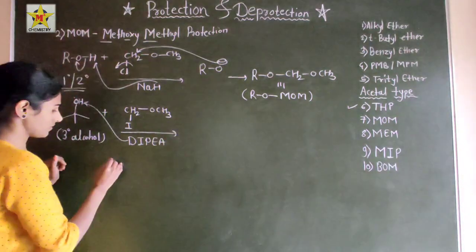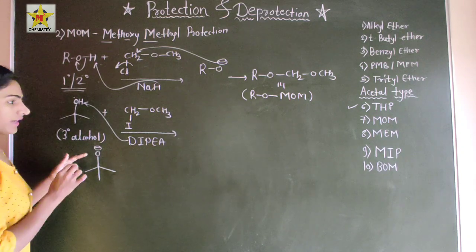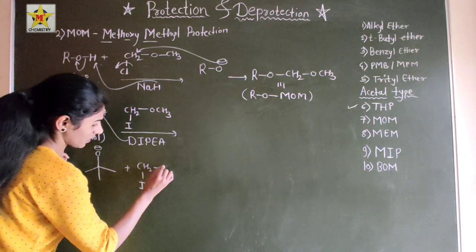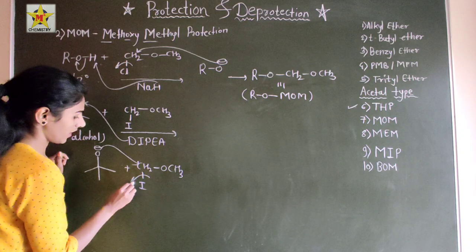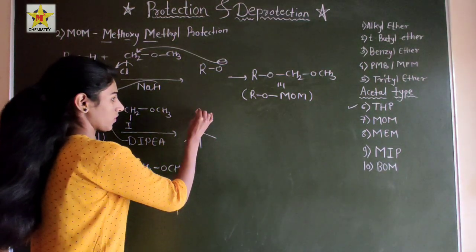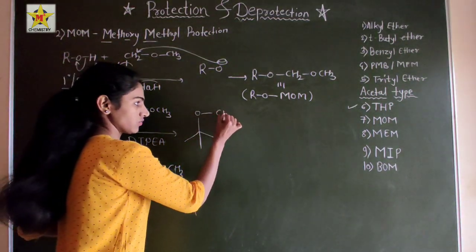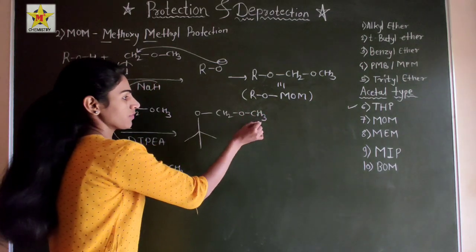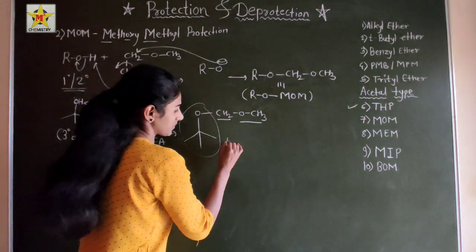It becomes O minus and further it will attach over here. Iodine departs, with formation of OCH2OCH3. This is also methoxymethyl ether, MOM.